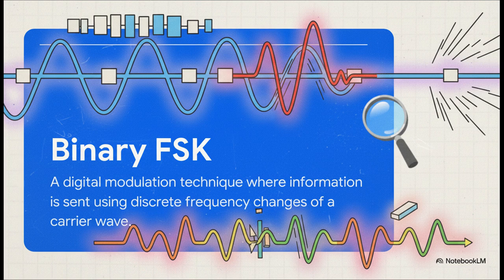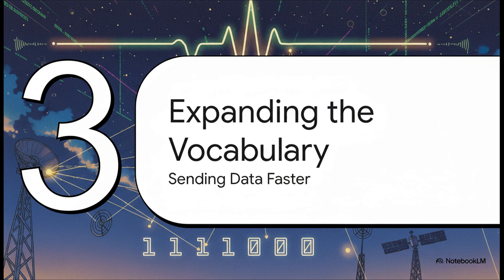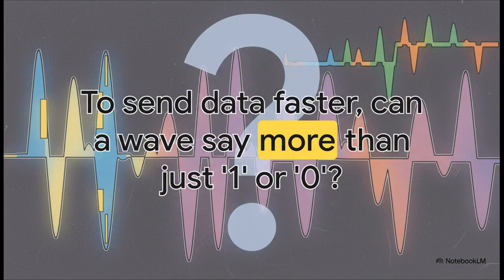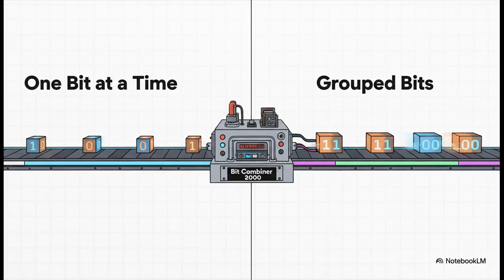See? Not so intimidating. Now, a two-word vocabulary is great and all, but it's not super efficient if you want to send, say, a high-definition video pretty quickly. To speed things up, we need to give our wave a much richer vocabulary. This really is the core challenge in modern digital communications. How do you cram more information into the same amount of time? Can we actually teach our simple wave to communicate more complex ideas than just a single 1 or a single 0 with each little burst of signal? And the answer is a resounding yes.